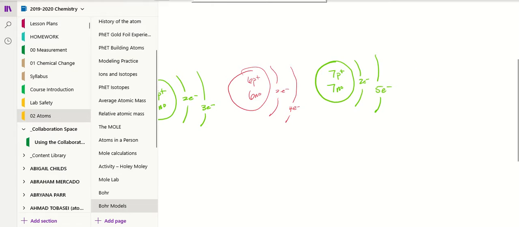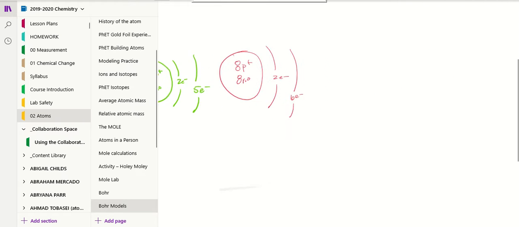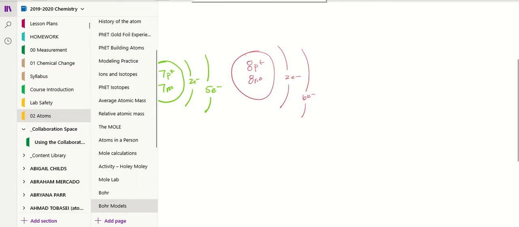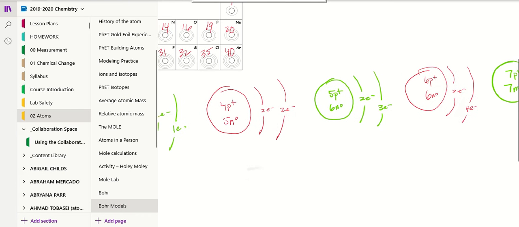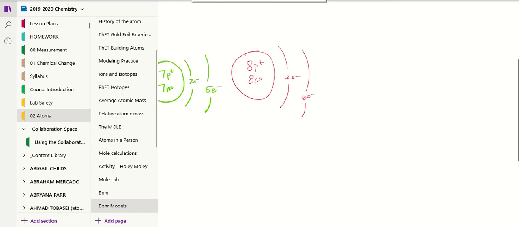Oxygen. Oxygen 16 is 8 protons, 8 neutrons. There's my mass number 16. 2 electrons, and then 6 electrons. Fluorine. My mass number is what? Most common isotope is fluorine 19. So, 9 protons, 10 neutrons.